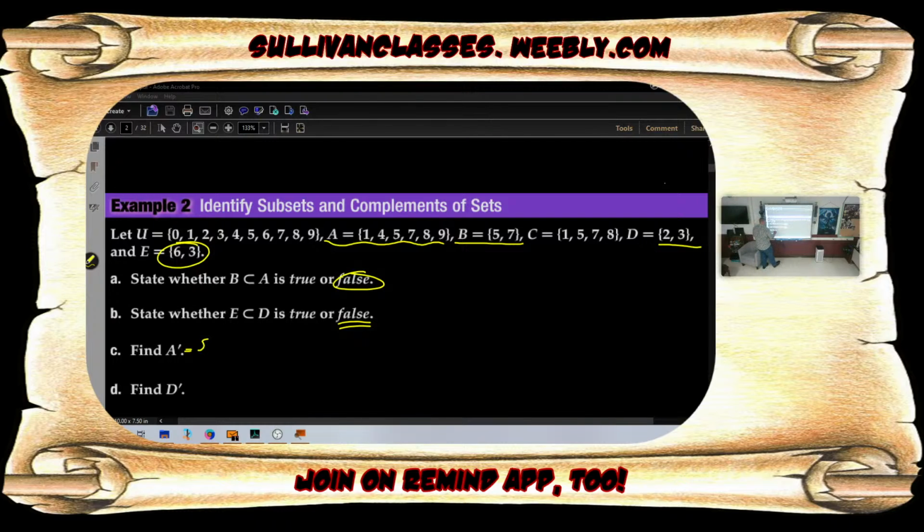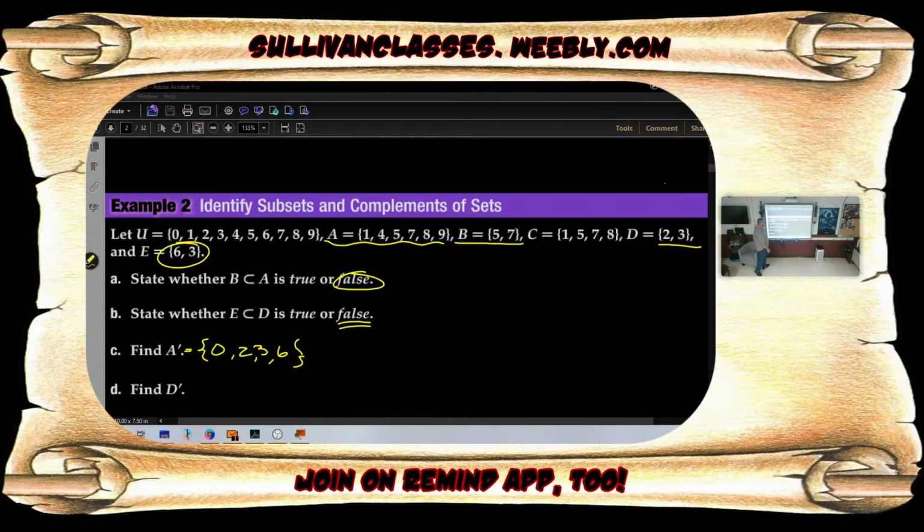Well, we got missing 0, we have a 1. Missing a 2 and 3, got a 4, 5, missing a 6, got a 7, 8, 9. There you go. You just go through the universal set.